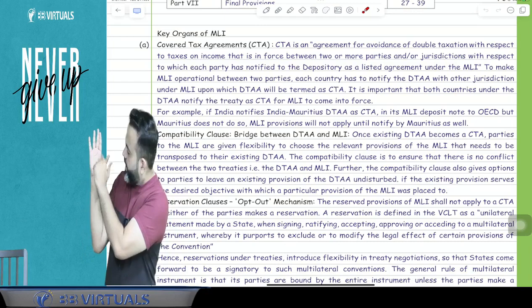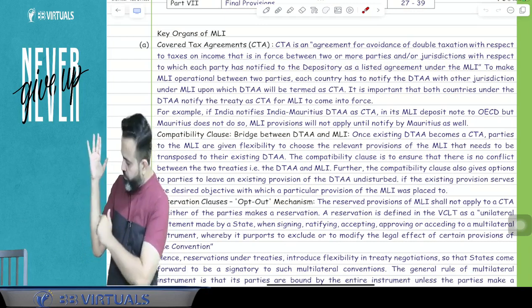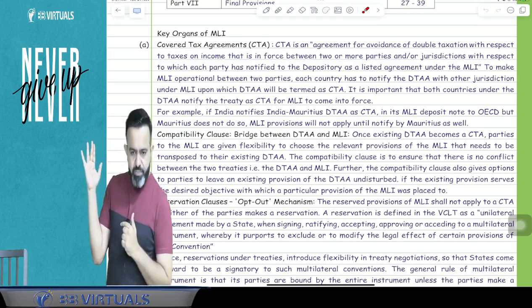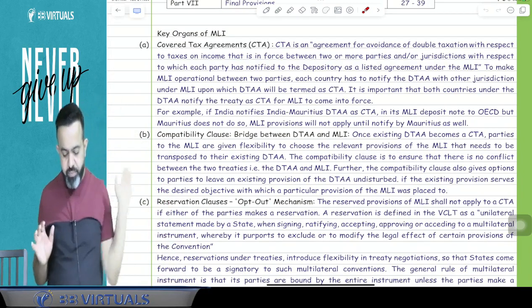We want to change the India-France agreement. We want to change the India-New Zealand agreement. We want to change the India-USA agreement. We want to change the India-UK agreement. So that is called your covered tax agreement: the agreements we want to change.